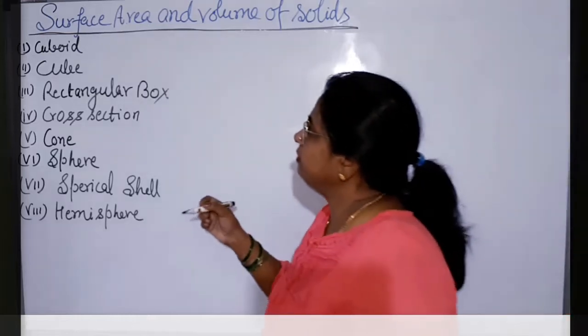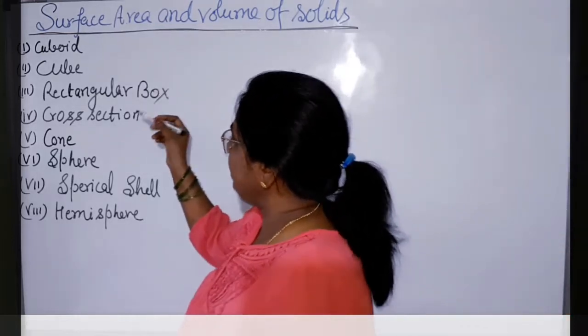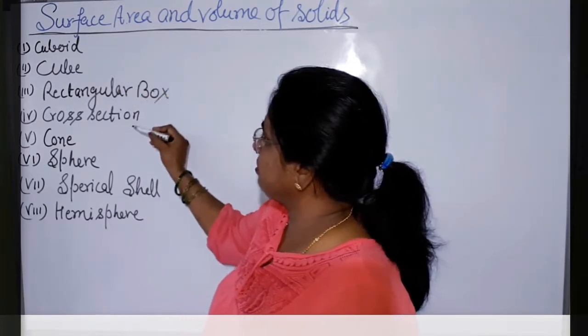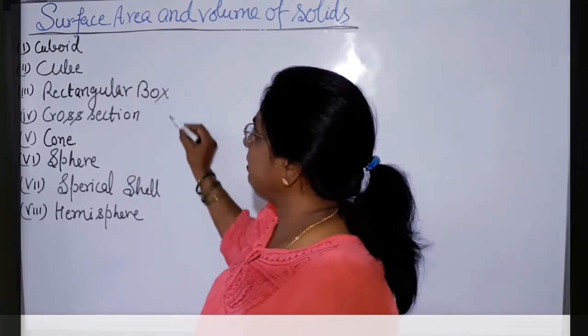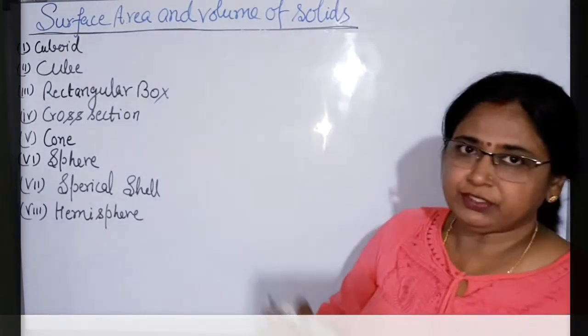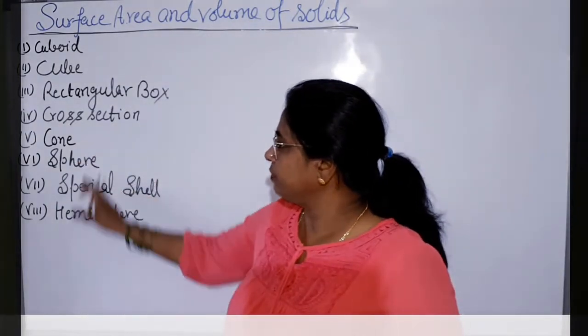Now we are going to start for 9th class and 10th class both. Cuboid, cube, rectangular box, cross section: this much is given in 9th class and the rest are in 10th class. After cylinder in your syllabus, cone is started.